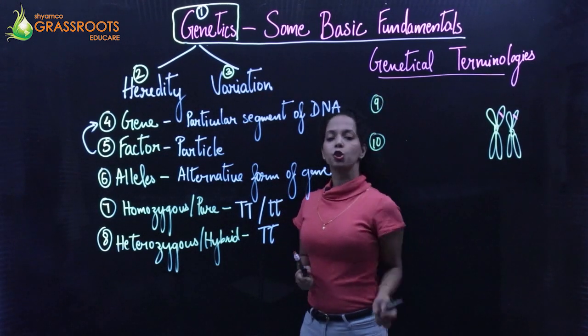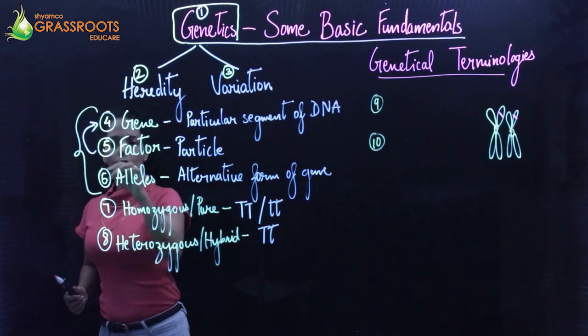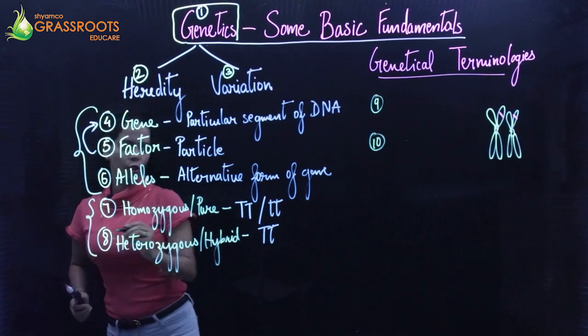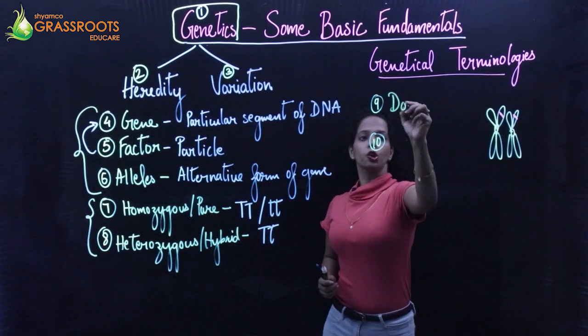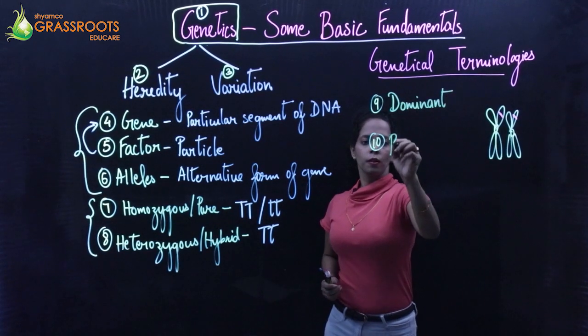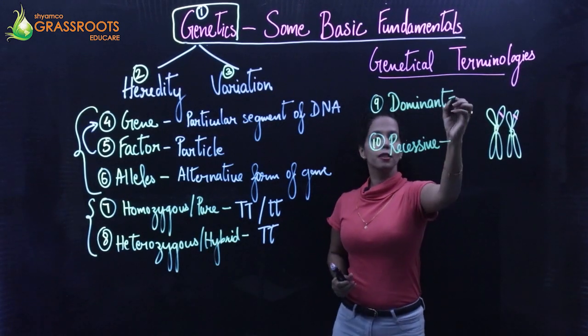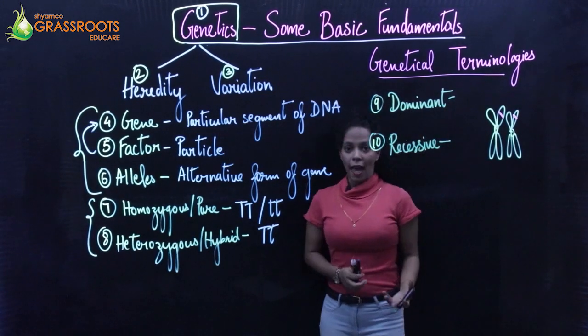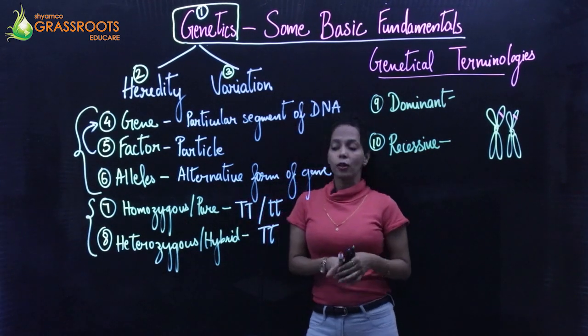Now, speaking about the next terminology, 9th and 10th. They are opposite to each other. Over here, student, these three form a pair, a combination. These two form a combination. 9th and 10th will form a combination. Over here, dominant and recessive. I hope you know the meaning of dominant and recessive. Dominant means which can suppress others, and recessive means which gets suppressed. Fine.